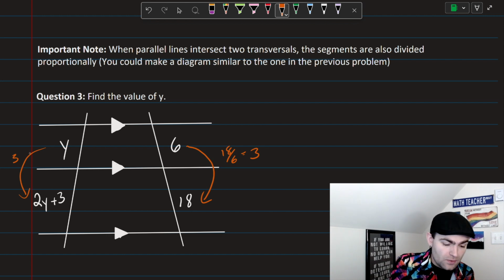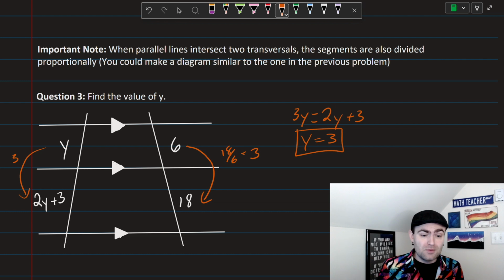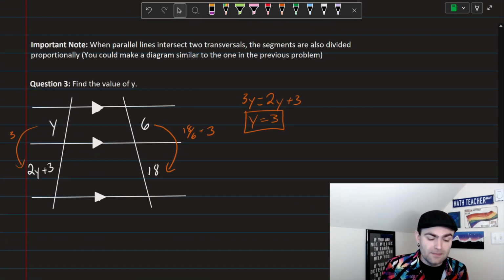So 3 times y, so 3y, should be equal to 2y plus 3. Well, doing a little bit of algebra, we subtract 2y from both sides. We end up with y is equal to 3. So not too bad. Just got to remember proportionality helps out a little bit.